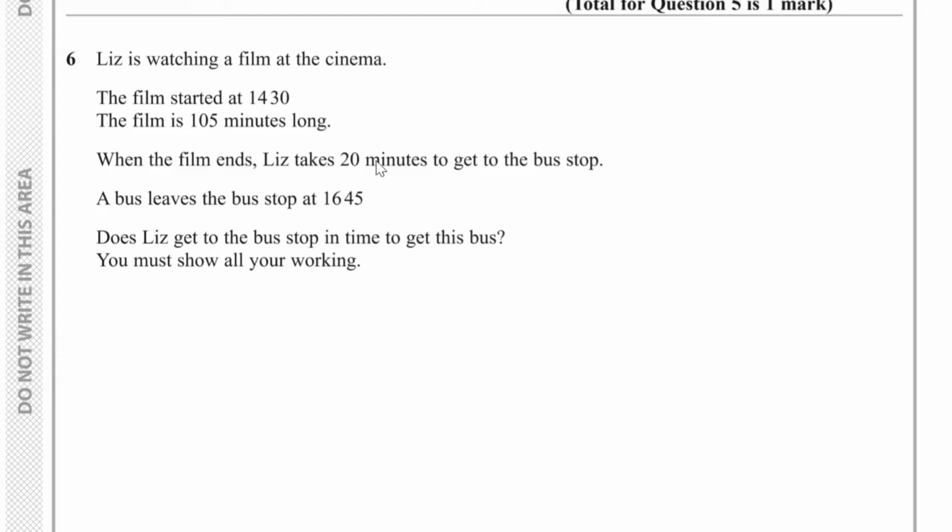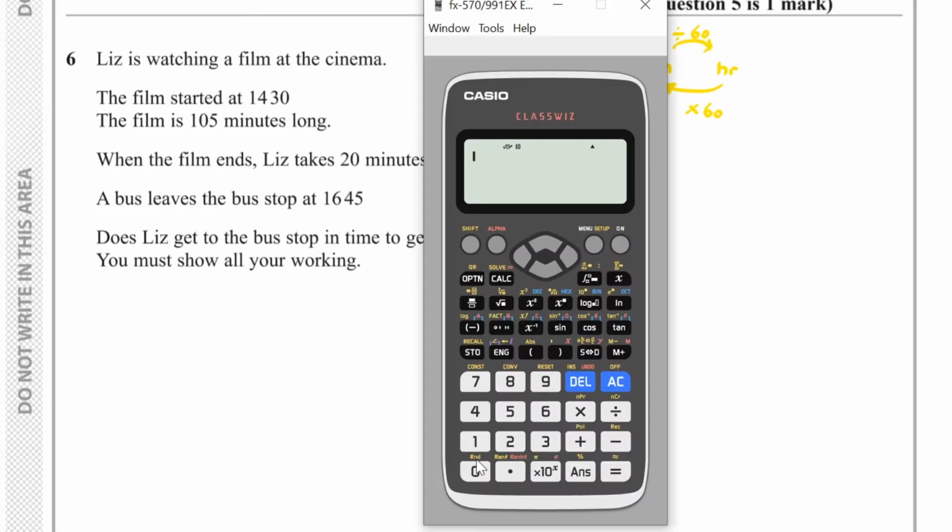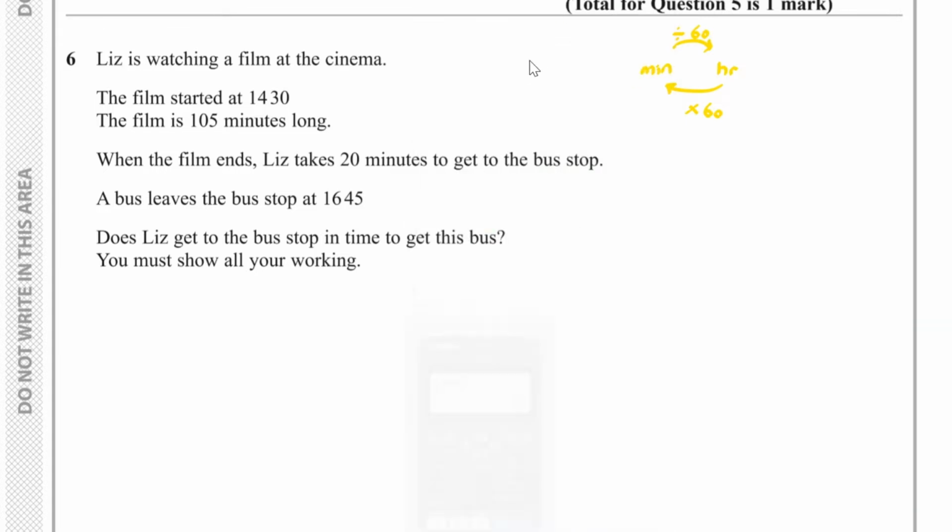Well, over here, we can convert the 105 minutes into hours and minutes. So to go from minutes to hours, we would have to divide by 60, and to go from hours to minutes, we would have to multiply by 60. So 105 divided by 60, that's 7/4, which is the same as 1 3/4.